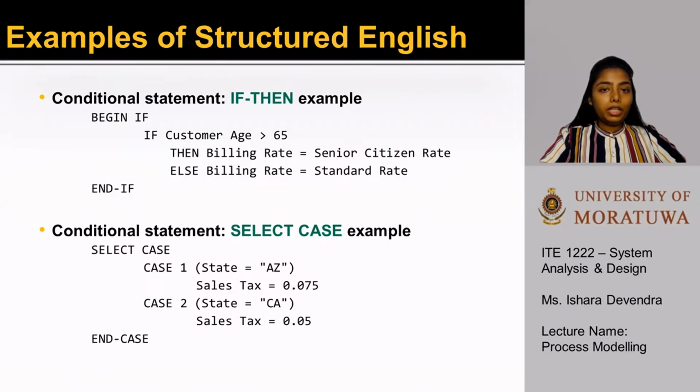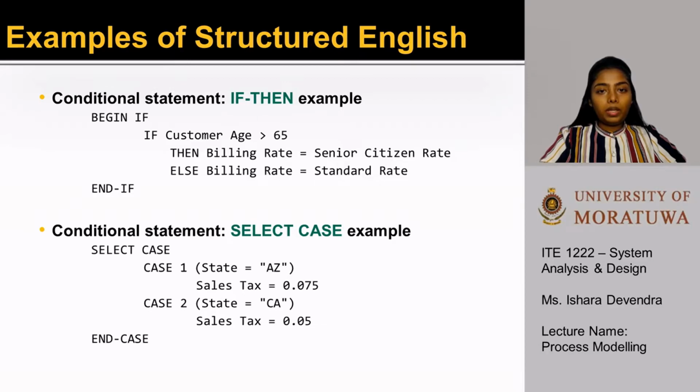The first example includes if-then conditional statements. Here you can see it begins with if, and then if customer age is equal to 65, there the code mentions the condition. If the customer age is greater than 65, then billing rate is equal to senior citizen rate. Else, billing rate is equal to standard rate. This is how we can use the conditional statements.